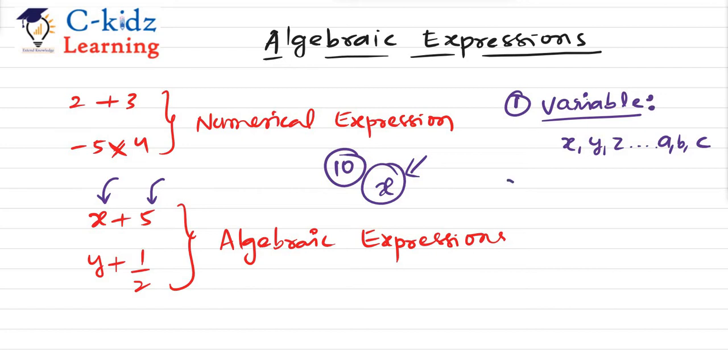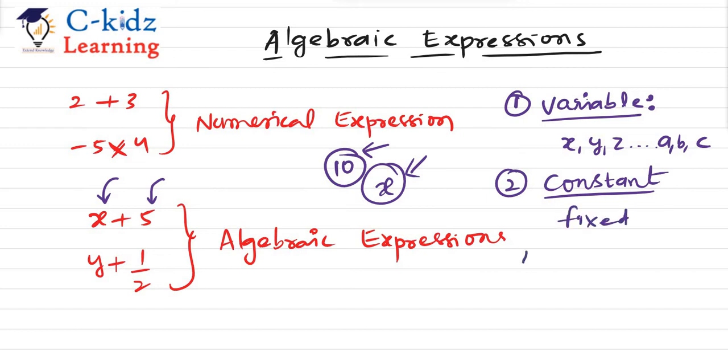Next, the second thing you must know is constant. What is meant by constant? A constant is a fixed value. Take the same apples example. Here x is a variable, whereas where we know the exact number of apples, 10 in the first case, it is a constant. Just a fixed value.